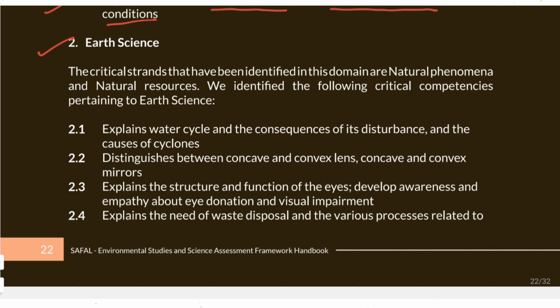Next one is earth science. Here important topics will be explain the water cycle and consequences of its disturbance and causes of cyclones. Distinguish between concave and convex lenses, concave and convex mirrors. Explain the structure and function of the eye, develop awareness and empathy about eye donation and visual impairment.